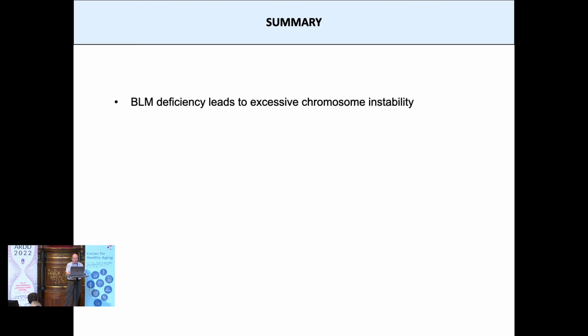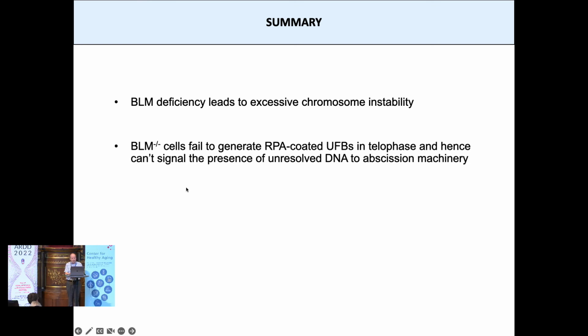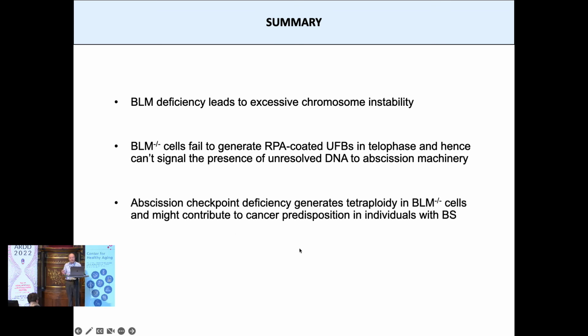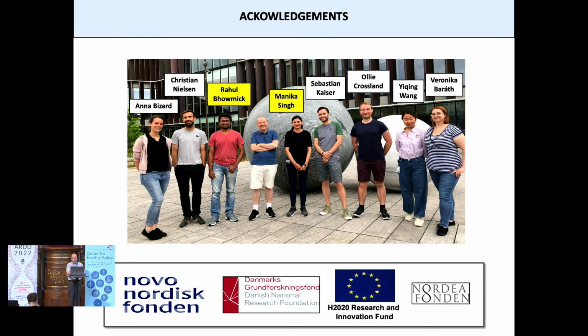So I'll just summarize what I've said. BLM deficiency leads to excessive chromosomal instability, including aneuploidy. BLM deficient cells fail to generate these replication protein A coated ultrafine bridges in telophase, and hence they can't signal the presence of unresolved DNA to the abscission machinery. We think that abscission checkpoint deficiency generates tetraploidy at a high frequency in BLM deficient cells, which we think very likely contributes to cancer predisposition in individuals with Bloom syndrome.